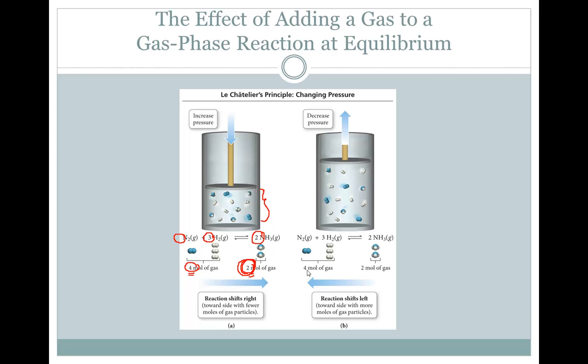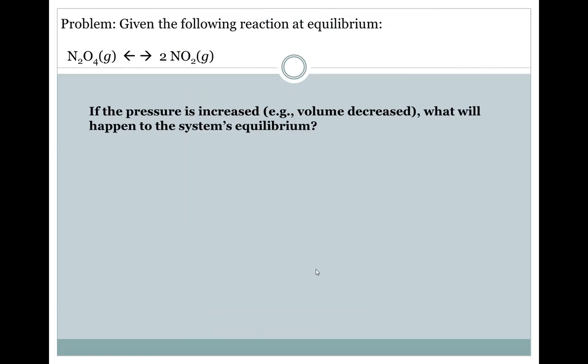Same equation, so we have 4 on the left and 2 on the right. If we increase the volume or decrease the pressure, the equation is going to shift to the side with the more moles of gas. So it's going to shift to the left. So let's take this equation. If the pressure is increased or the volume is decreased, what will happen to the system's equilibrium? So we have 1 mole of N2O4 and 2 moles of NO2. Make sure that you're only looking at the gas molecules.